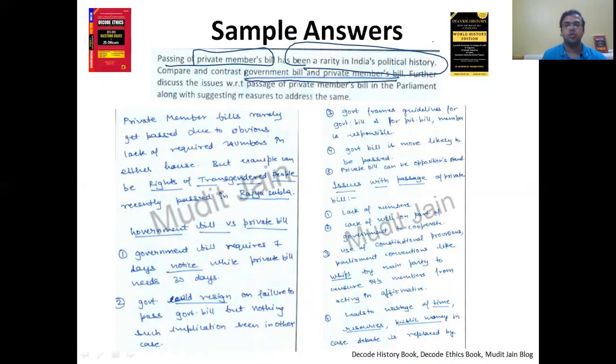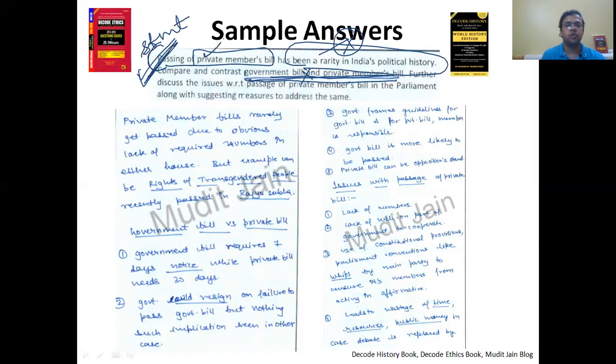Now see, I told you about types of questions which have a statement in the beginning. This is the statement here, that private member bill passing is a rarity. The question asked is something different: what is the difference between government bill and private member bill? Do not straightforwardly jump to this. Do not skip the statement. As I've already told you, if you skip this, you will definitely lose marks. So you have to basically prove this statement.